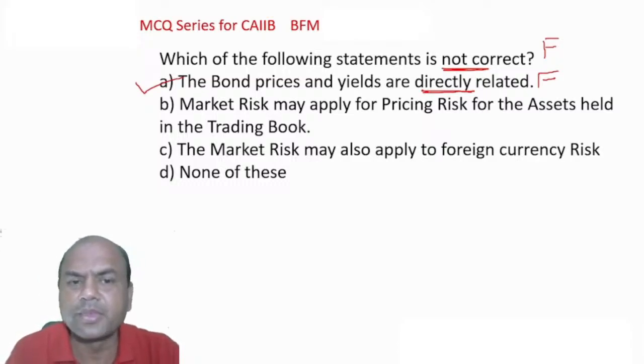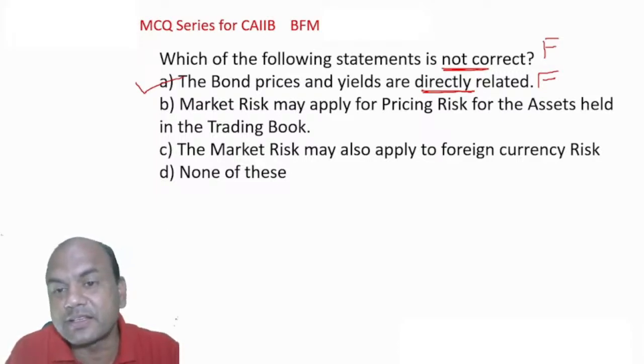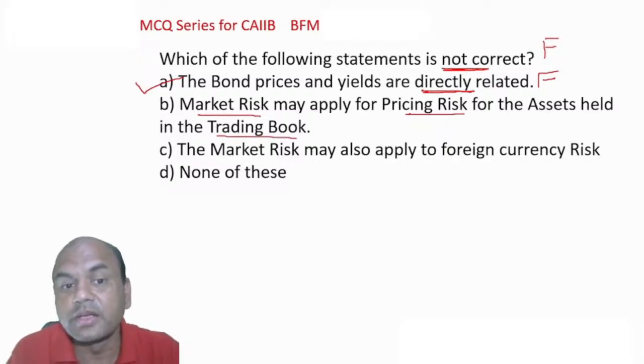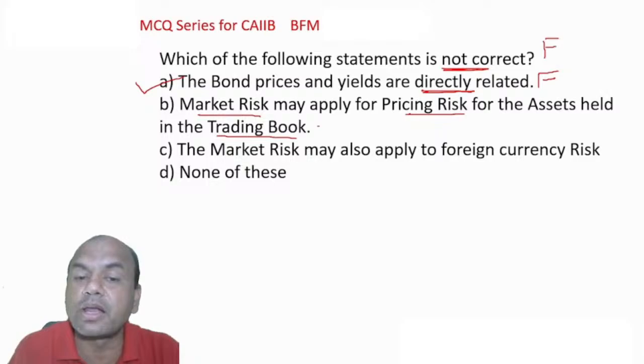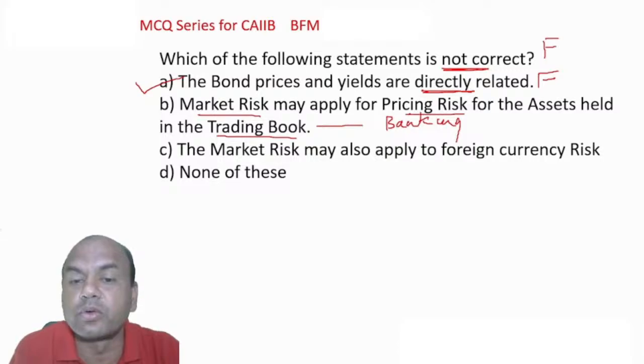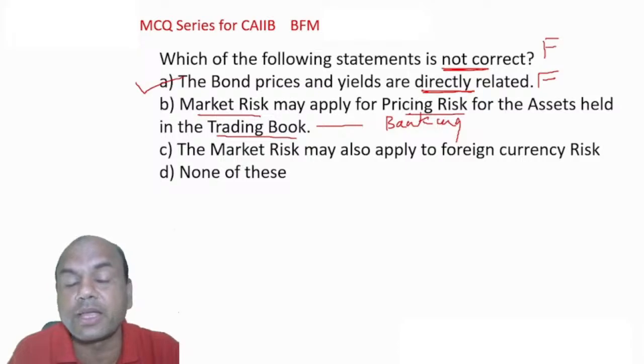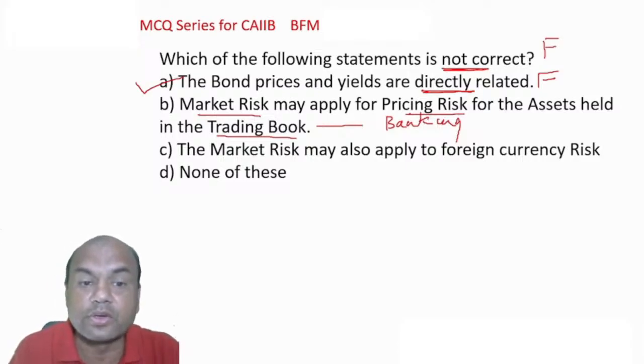Immediately move on. Market risk may apply for pricing risk for the assets held in the trading book. So that is true. There are two books in banking. Always remember, trading and the second book is what? Banking book. Here the assets or the bonds are held up to the maturity. This is for statutory purposes, CRR, SLR, and the trading book is for proprietary, meaning buying and selling, earning profit. So that is true, so that's why this is not the answer. We want a false one.